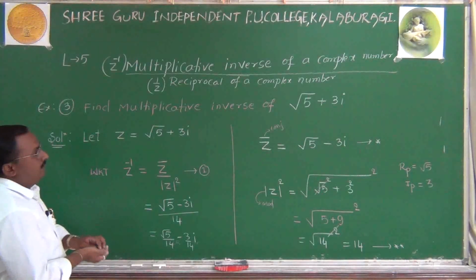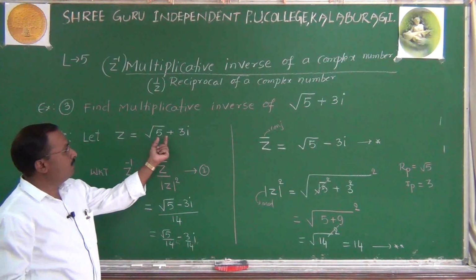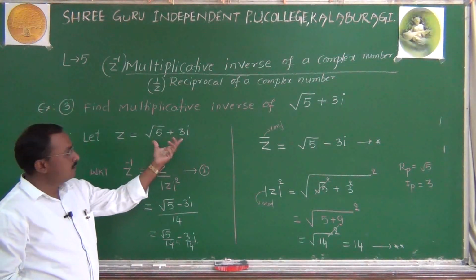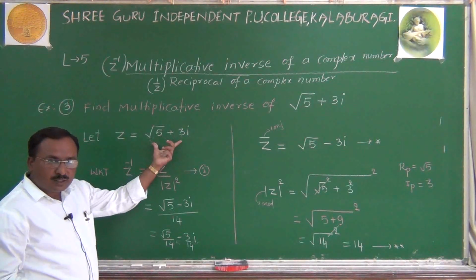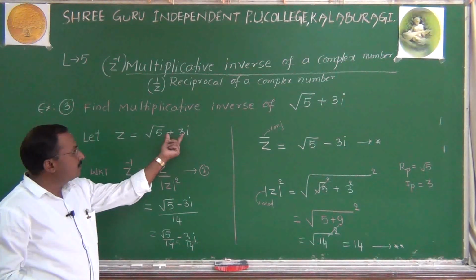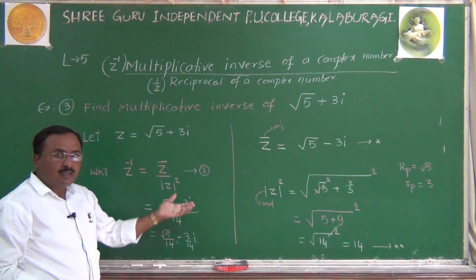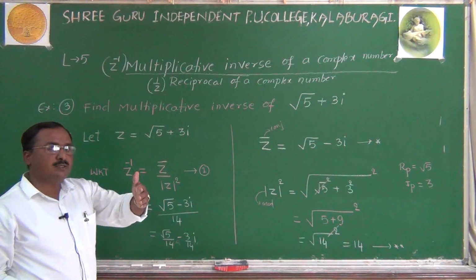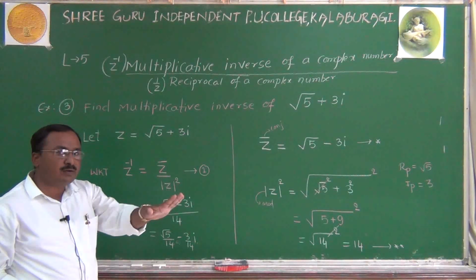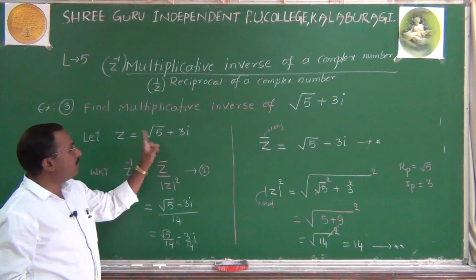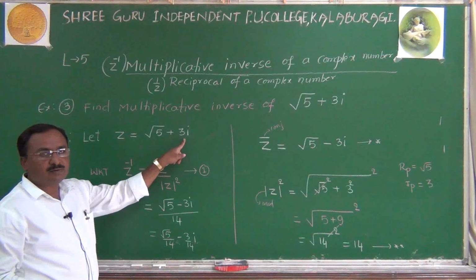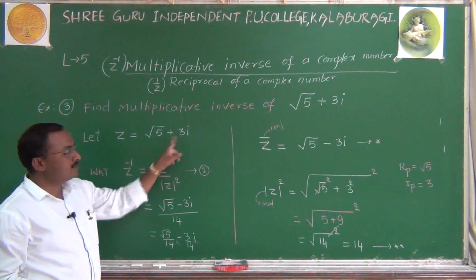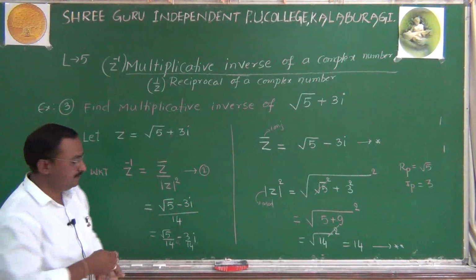Look here carefully. Root 5 plus 3i is there. Z bar, conjugate, meaning plus 3i becomes minus 3i. Modulus of z whole square: the modulus formula is what? Square root of real part square plus imaginary part square. Square and root get cancelled, so it is real part square plus imaginary part square.